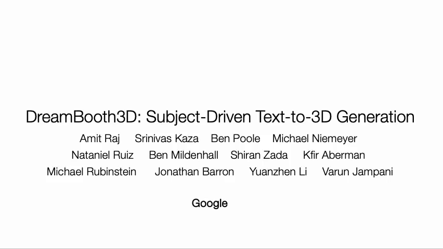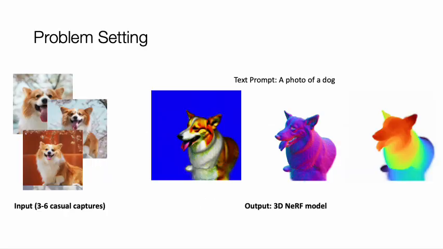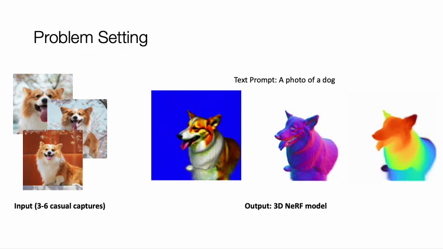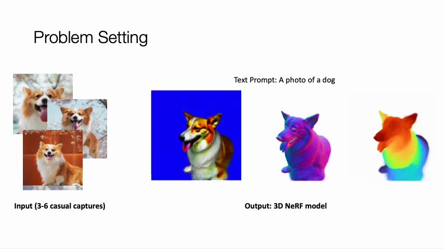We present DreamBooth3D for subject-driven, text-to-3D generation. Given a set of 3 to 6 casual captures of a subject, DreamBooth3D learns to optimize a NeRF volume of that subject given a text prompt.